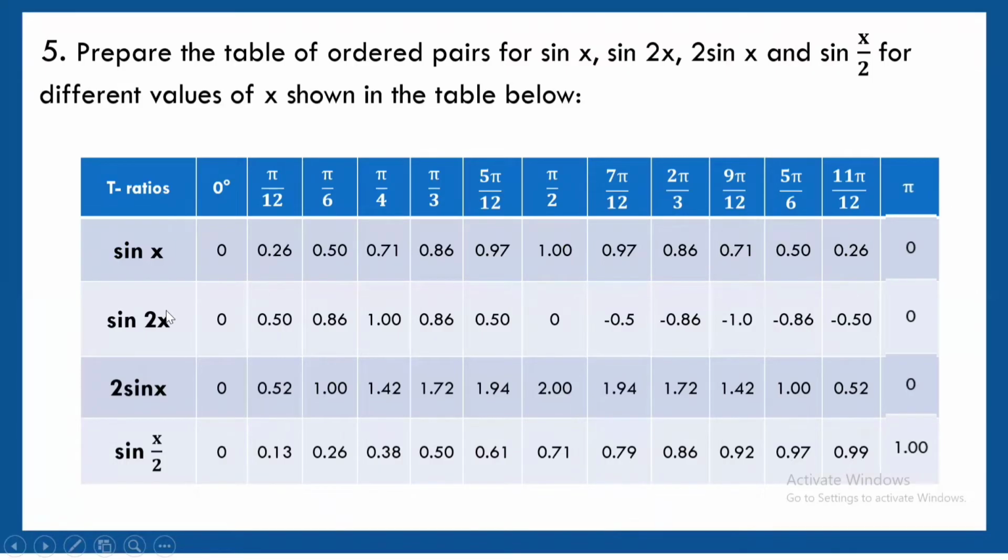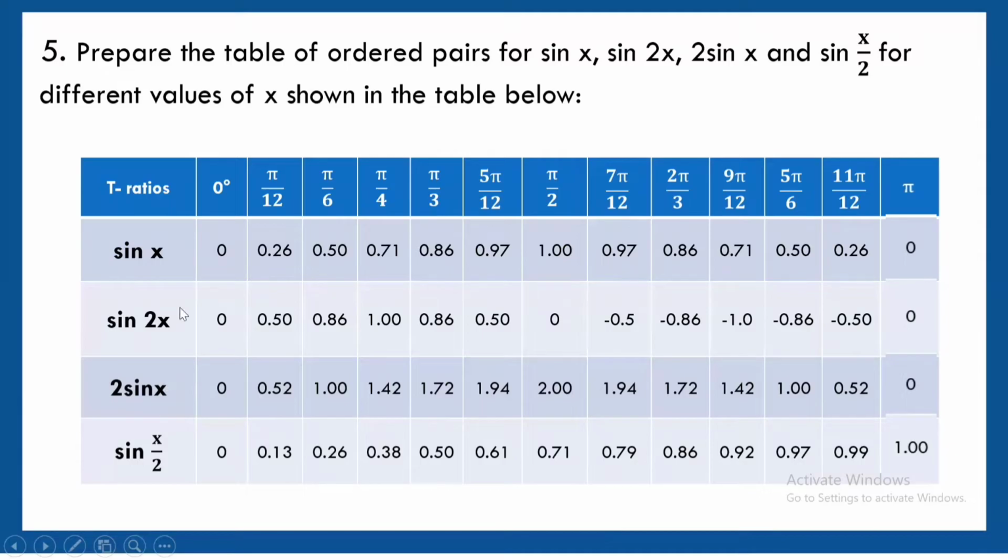Exactly the same way, if I take x to be 0, sin 2x means sin 0. If I take x to be pi by 12, then sin 2x will mean sin pi by 6, which is 0.50. If I take x to be pi by 6, sin 2x will become sin pi by 3, which is 0.86, so I write 0.86 here. This is how I complete the table: taking x equal to these values, I find sin 2x and get the value accordingly.